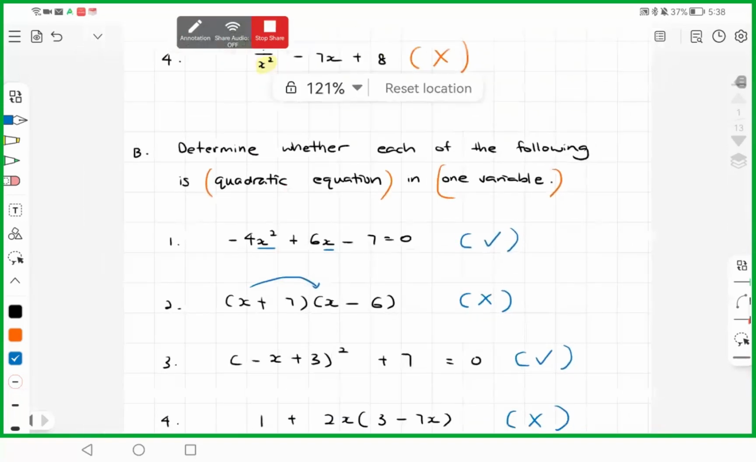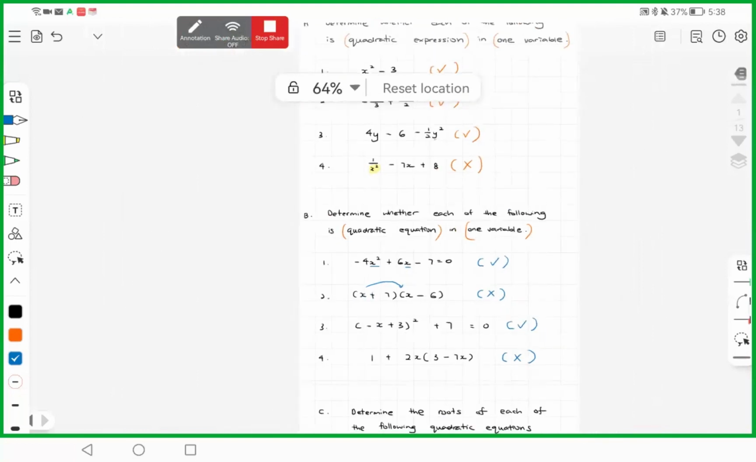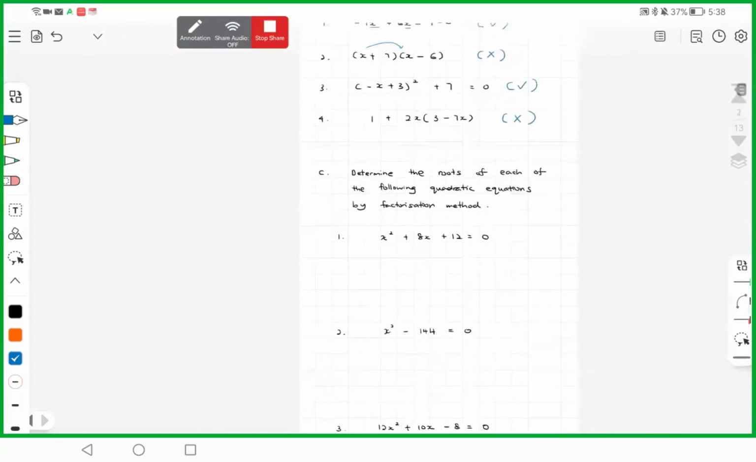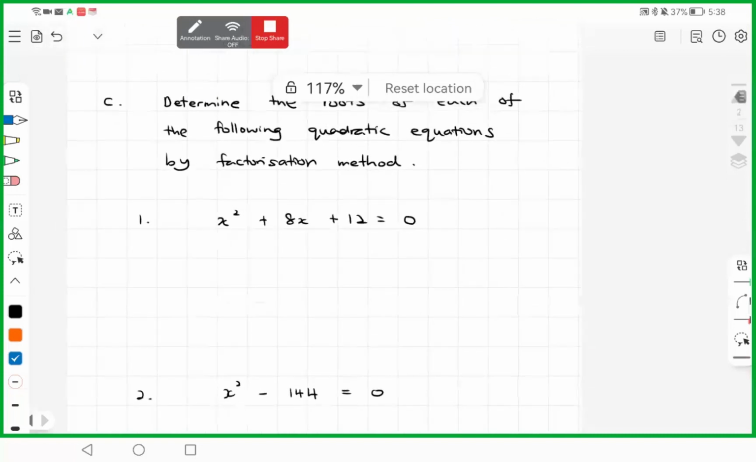So first thing first, we are already very clear about what a quadratic expression and equation are. An equation has an equal. Okay, so next, back to the equation. Now we want to find the value of x in the quadratic equation.